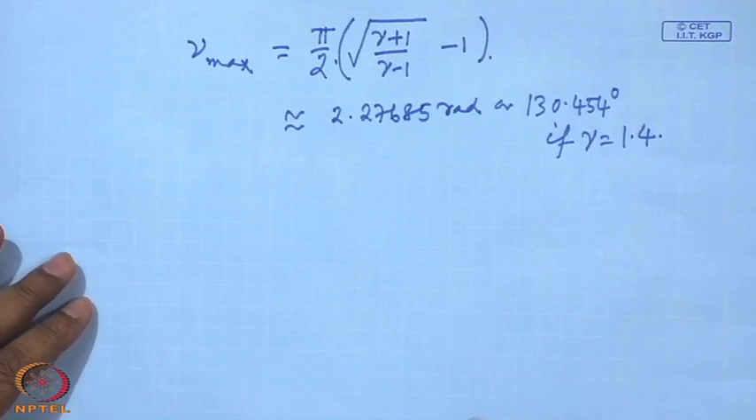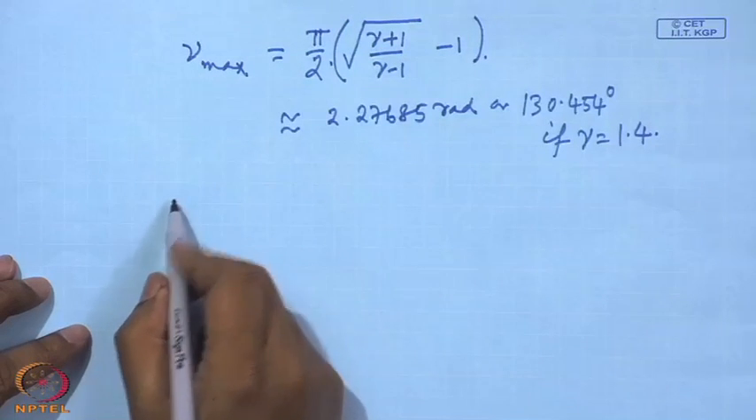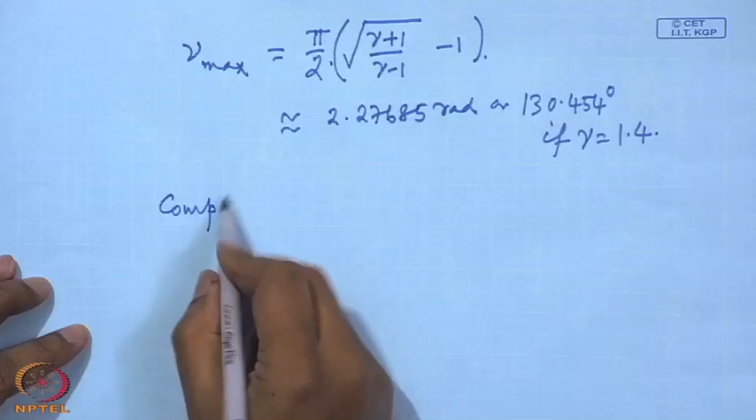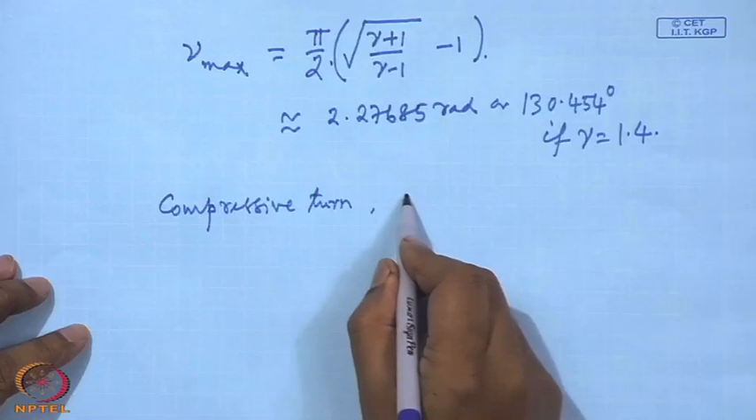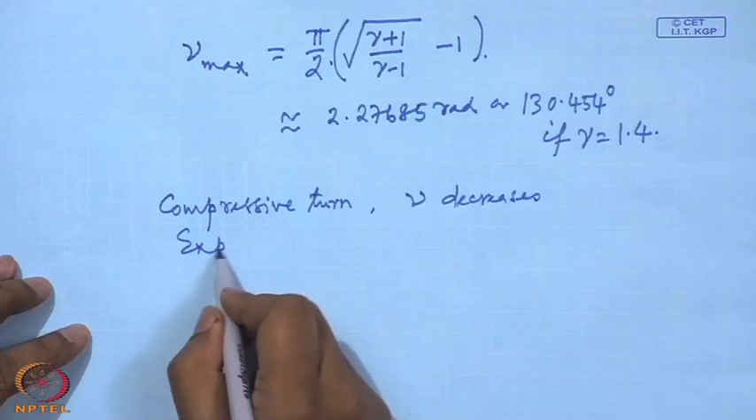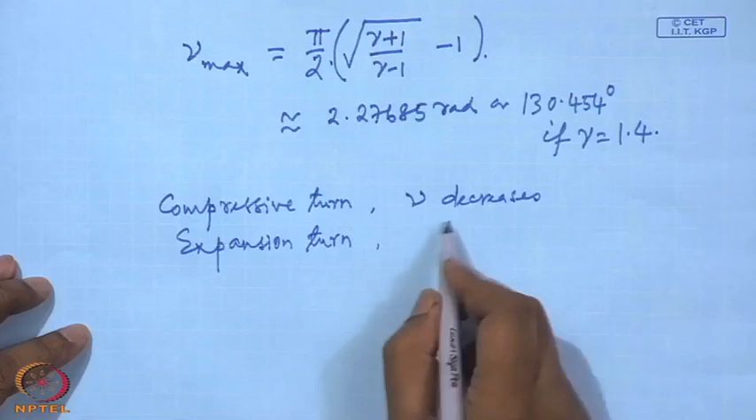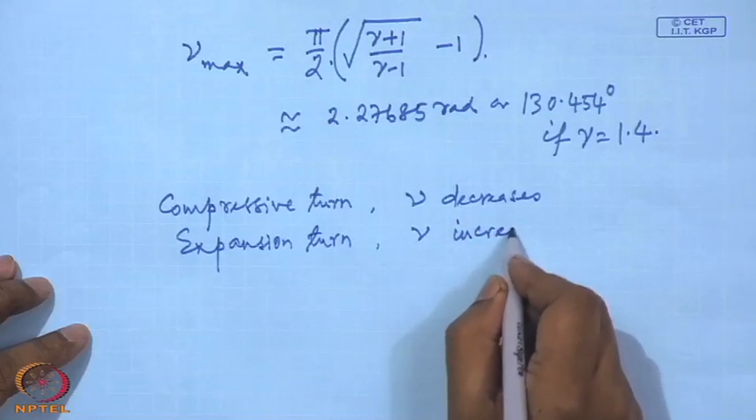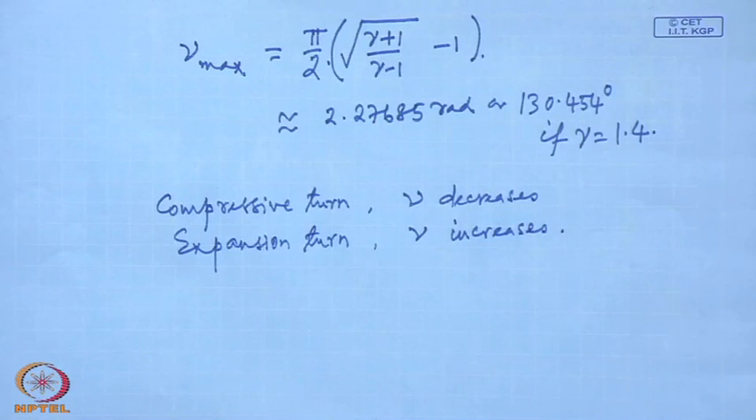We can also see from the relationship that as M decreases, nu also decreases. So, in a compressive turn nu decreases and in an expansion turn nu increases. And in each case the decrease or increase in nu is equal to the amount of flow deflection, theta.